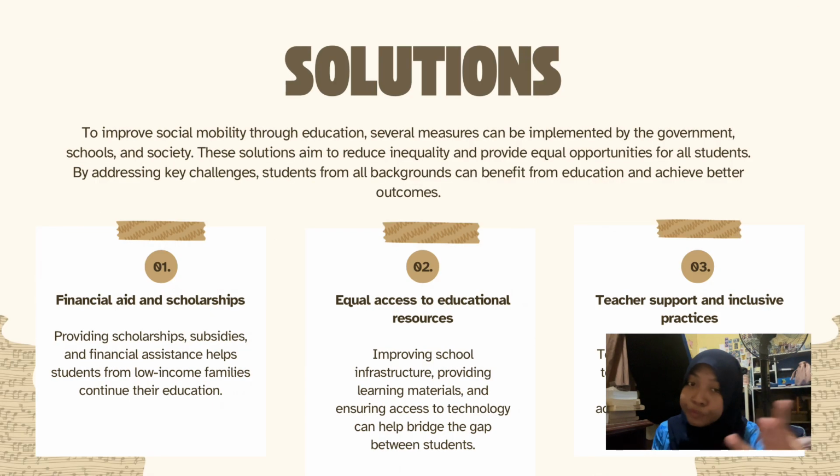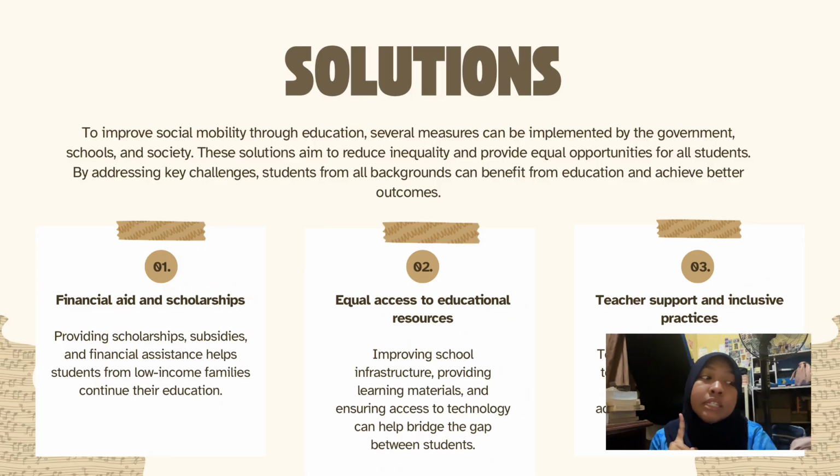So moving on, from the impact and challenges, we also have some solutions to these problems. The first one is to improve social mobility through education, where several measures can be implemented by the government, schools, and society. This solution aims to reduce inequality and provide equal opportunities for all students. By addressing key challenges, students from all backgrounds can benefit from education and achieve better outcomes.